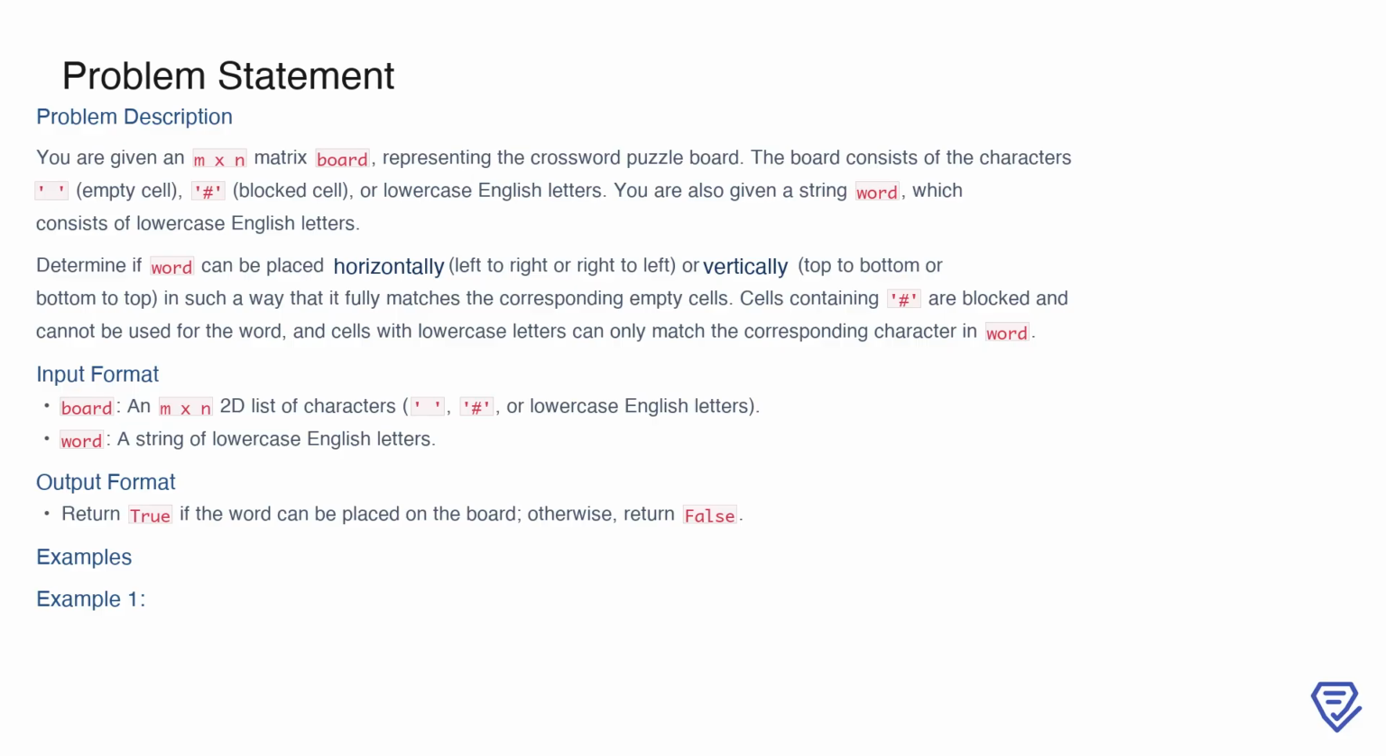The placement can occur in four possible directions: left to right, right to left, top to bottom, or bottom to top. To achieve this, the word must fit entirely into empty cells or match existing letters on the board. However, the word cannot overlap with any blocked cells or mismatch any pre-existing letters. The function should return true if the word can be placed on the board successfully and false otherwise.